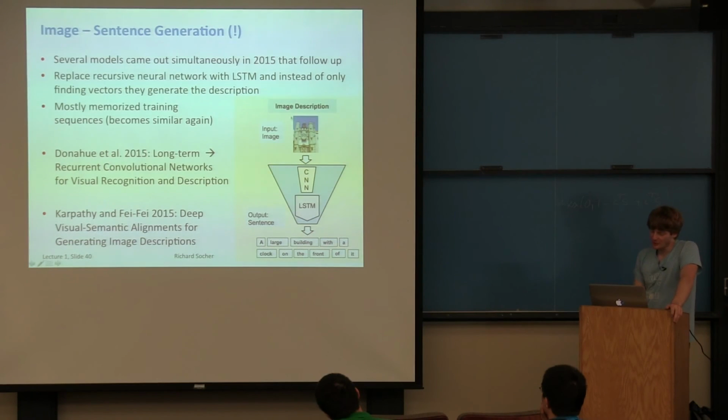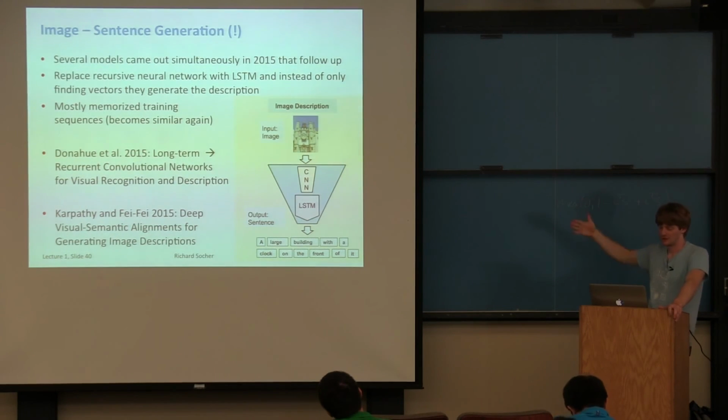And so how do these work? Basically, they also use a convolutional neural network to get an image vector, and then they have this LSTM, which we also covered. And now the output, again, is just a softmax over all the words. And then they sample the description of the sentence.